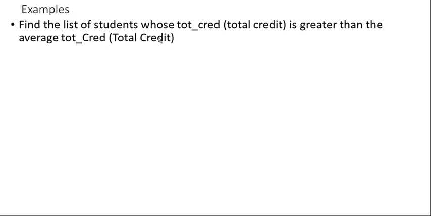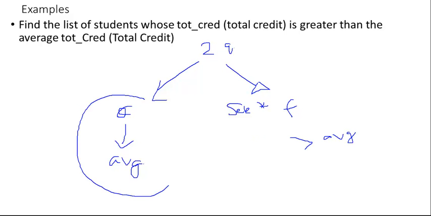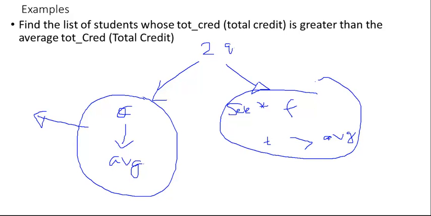So how do we write this? Please understand there are two queries. The first query will give you the average. Then the second query will print the student name or all the details of the student: select star from student where total credit is greater than the average. So think about it: the first query you run to get an average value, and the second query you run to find the total credit greater than the average.